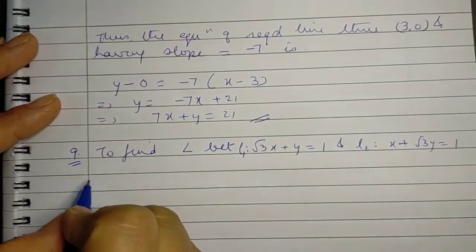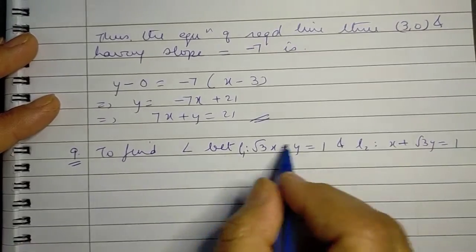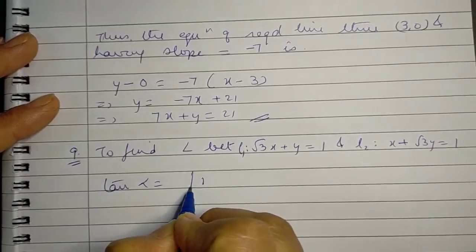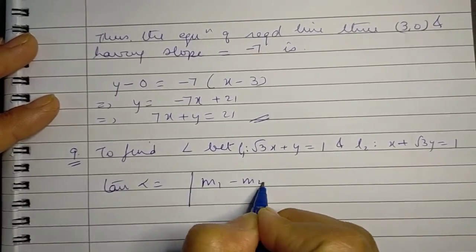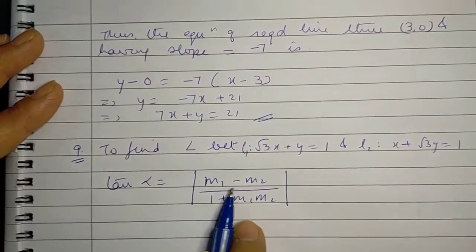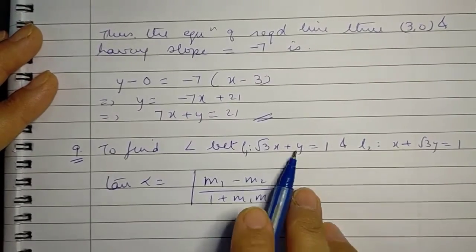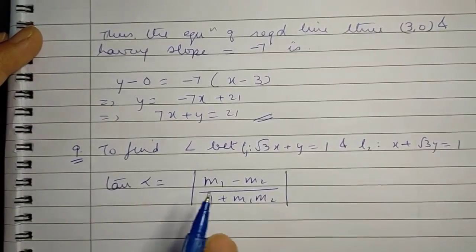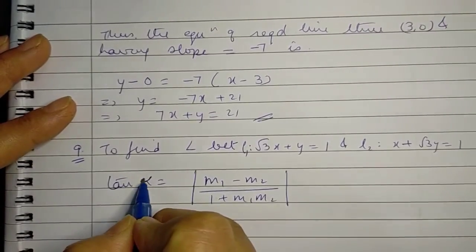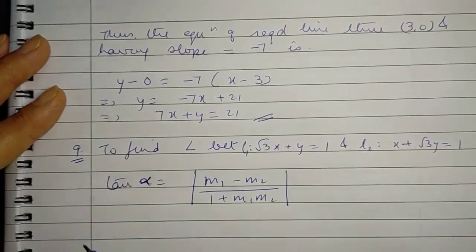Now we know that the angle alpha between two given lines is given as tan alpha is equal to modulus of m1 minus m2 upon 1 plus m1 m2, where m1 and m2 are the slopes of the two given lines. So we'll first find the slopes of the given lines and then substitute in this formula to get the acute angle alpha, and the other angle can be found by finding 180 minus alpha. So let's start.